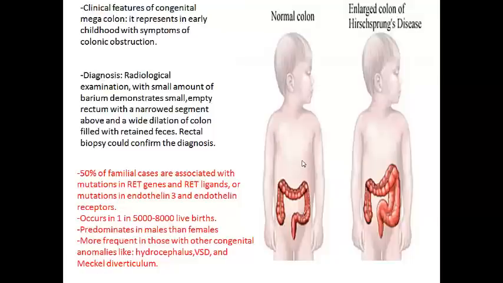The second mutation that's usually accompanied with this anomaly is the endothelin 3 and the endothelin receptor mutation. Remember, that's going to occur in 1 in 5,000 to 8,000 births, predominates more in males than females, just like the Meckel's diverticulum, and usually it is more frequent in babies or infants who are already having other congenital anomalies like hydrocephalus, ventricular septal defect, and Meckel's diverticulum.